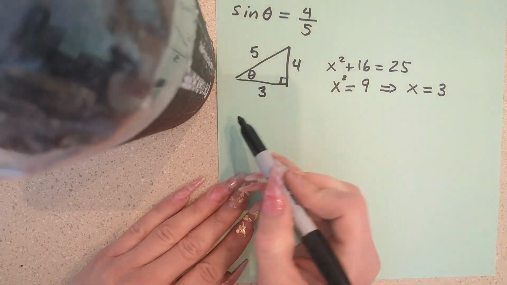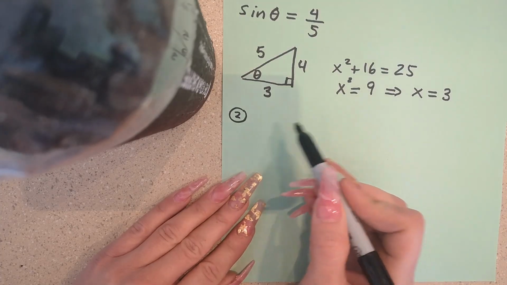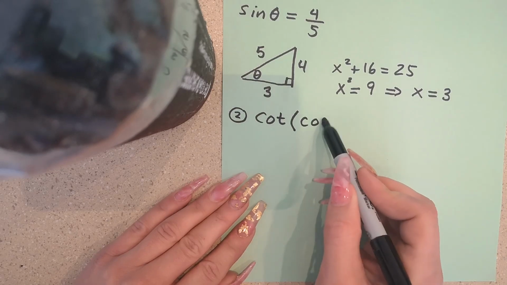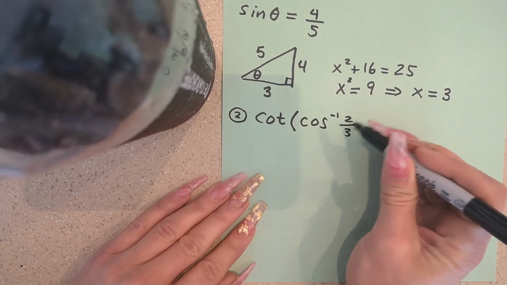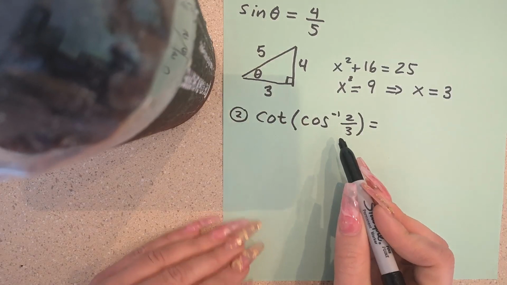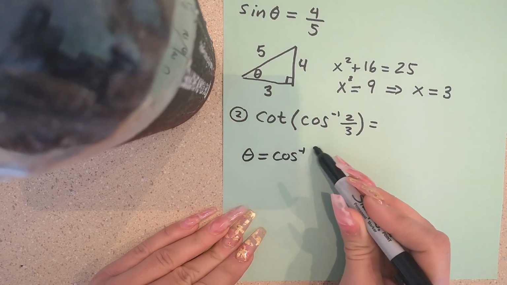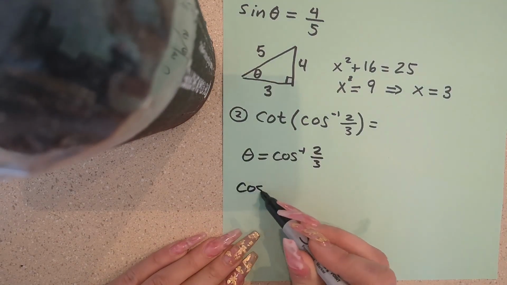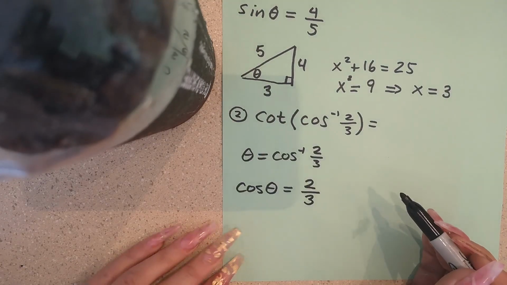Very easy. Should I do one more of those? So same idea. So number 2, find the value. Let's do cotangent of inverse cosine of 2/3. So I start out with the inner trig function here, and I say, okay, so theta is going to be the angle that has a cosine of 2/3. So if I rephrase that, that's equivalent to the cosine of the angle theta is 2/3.